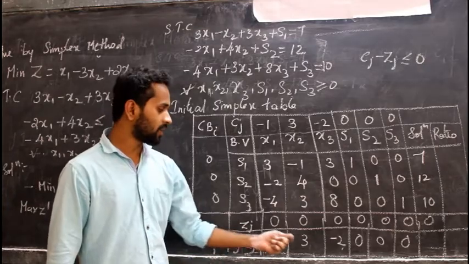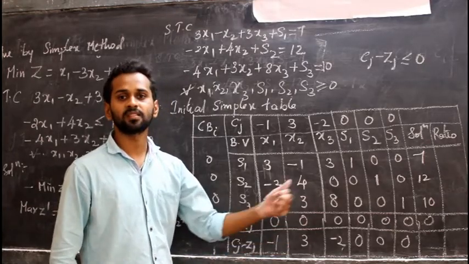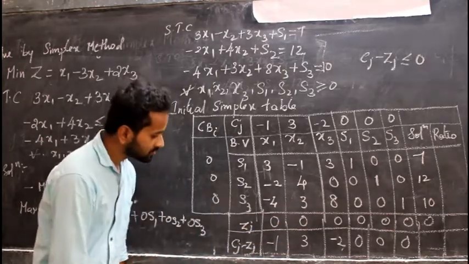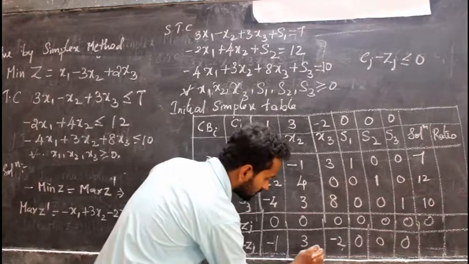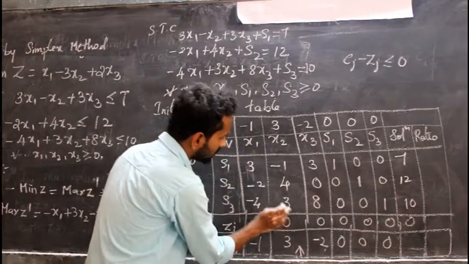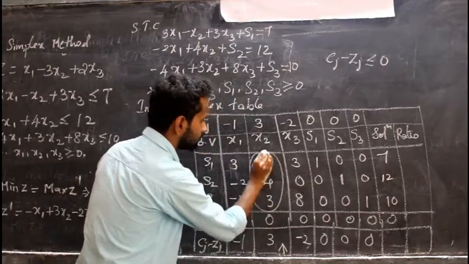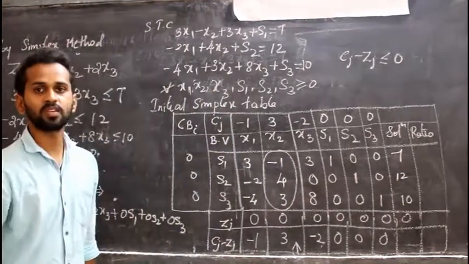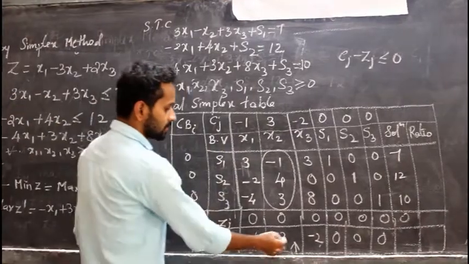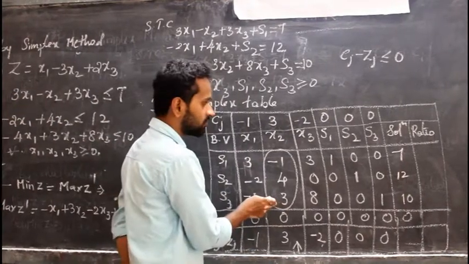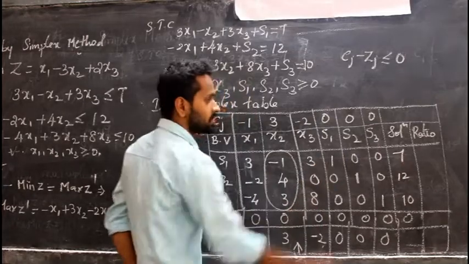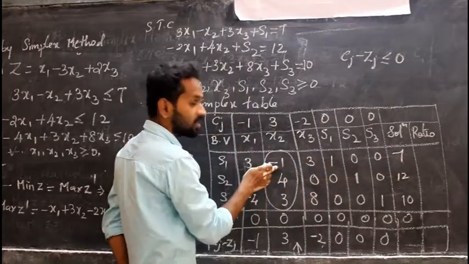What to do now? I need to select the largest Cj minus Zj value. What is the largest Cj minus Zj value here? 3. The respective column becomes the key column. And using this key column, I need to find the ratios. How to find ratios? Solution divided by the corresponding key column value.